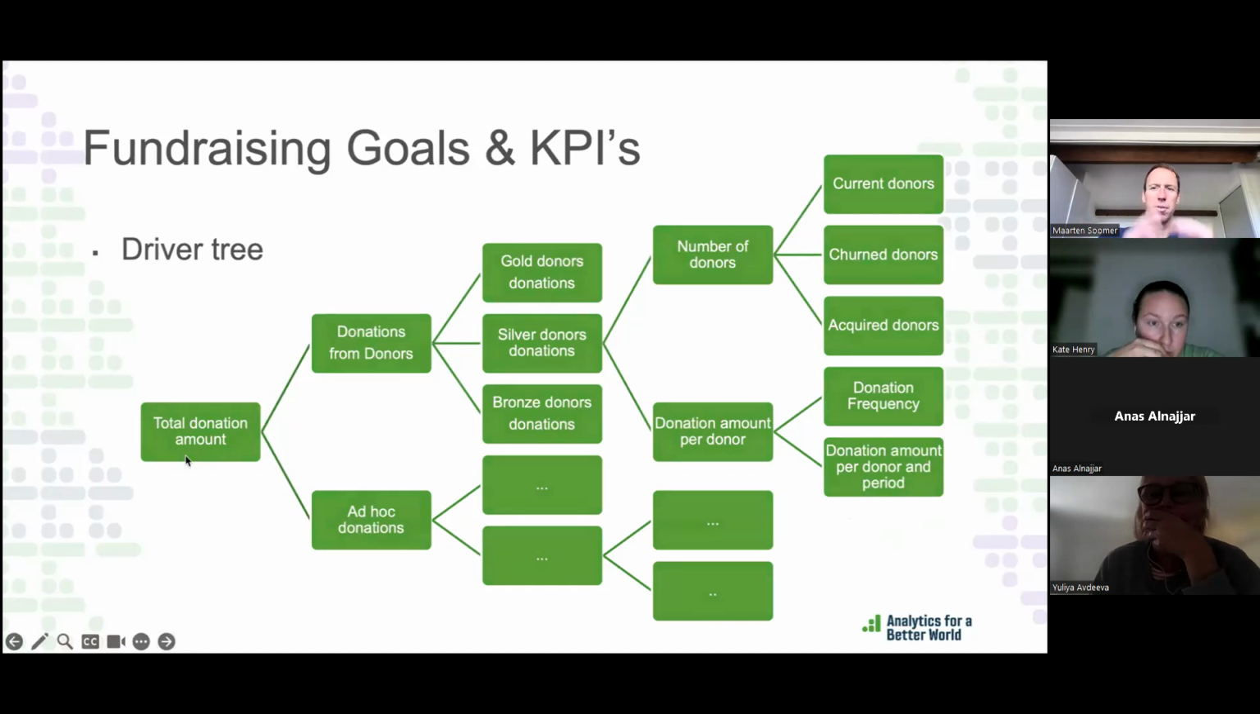And of course, before we start talking about data and applications, I think it's very important that we talk about what we want to achieve. So that's why I included this driver tree here.